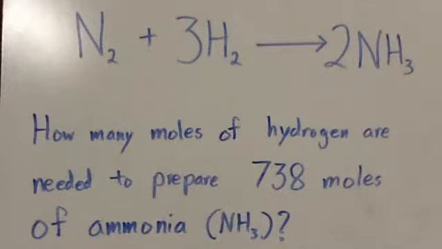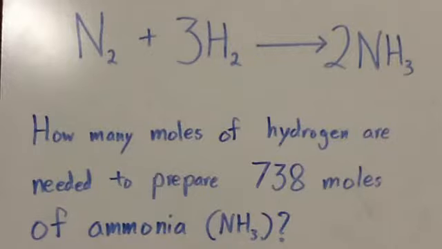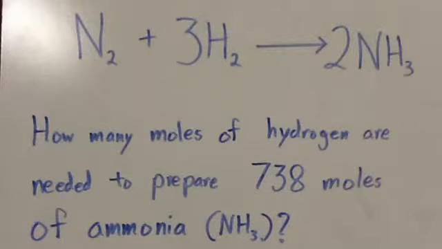And our question is, how many moles of hydrogen are needed to prepare 738 moles of ammonia? So if you want to pause here for a second and work out the question because you think you have it down, go for that. The hint that I will give you, and I'll be showing you this in a second, is the mole ratio. That's the key. So think about the mole ratio to solve this question. Give it a shot on your own.